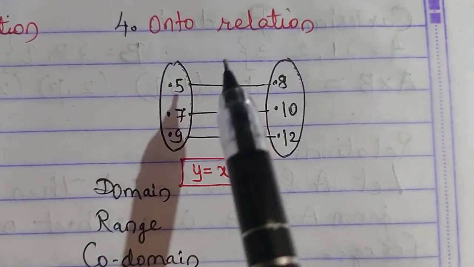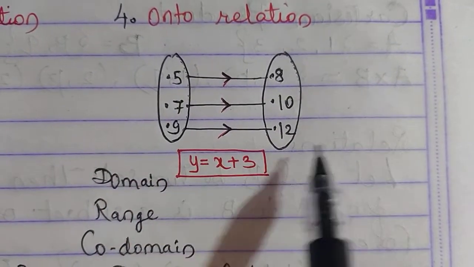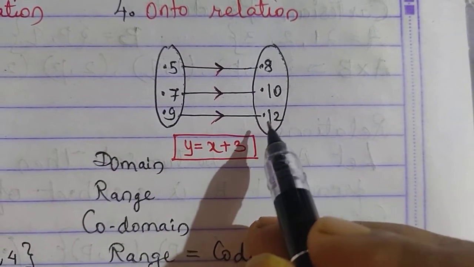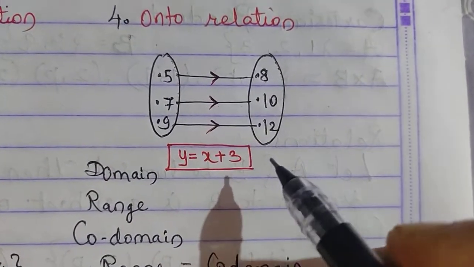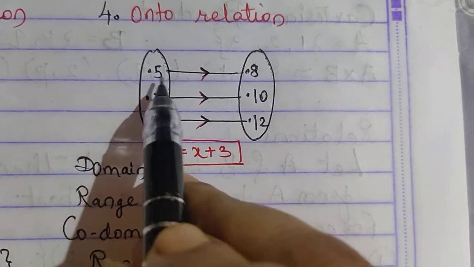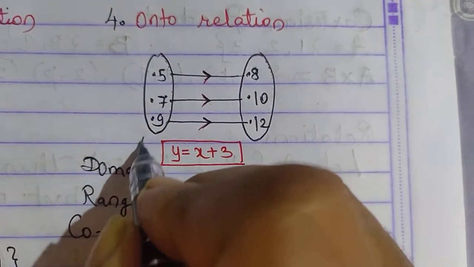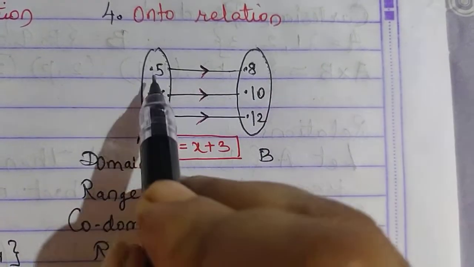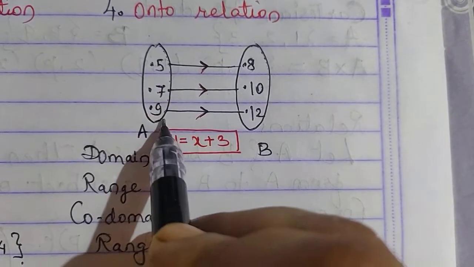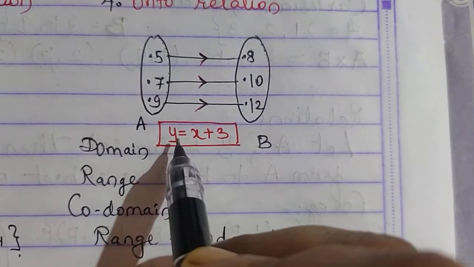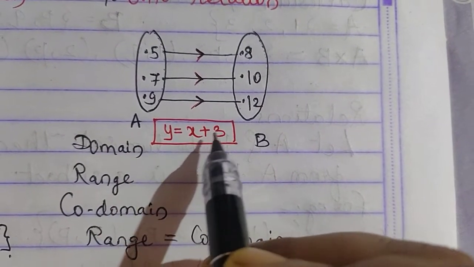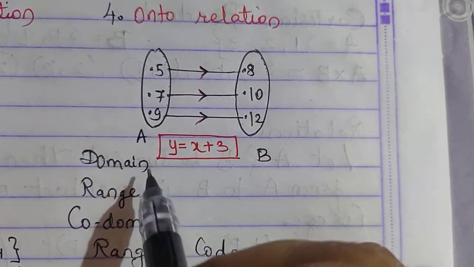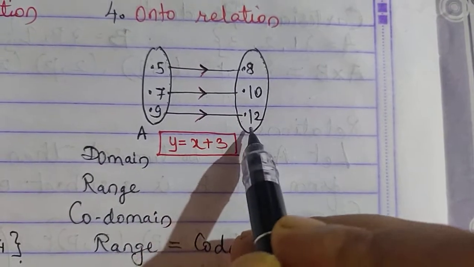Onto relation. In this onto relation, if the range and the codomain are the same, then that relation is called onto relation. Here observe the sets carefully. In the set A the elements are 5, 7, 9. In the set B the elements are 8, 10 and 12. 5 is related to 8, 7 is related to 10, 9 is related to 12. We can generalize it as y is equal to x plus 3. So the domain is 5, 7, 9. Range is 8, 10 and 12.